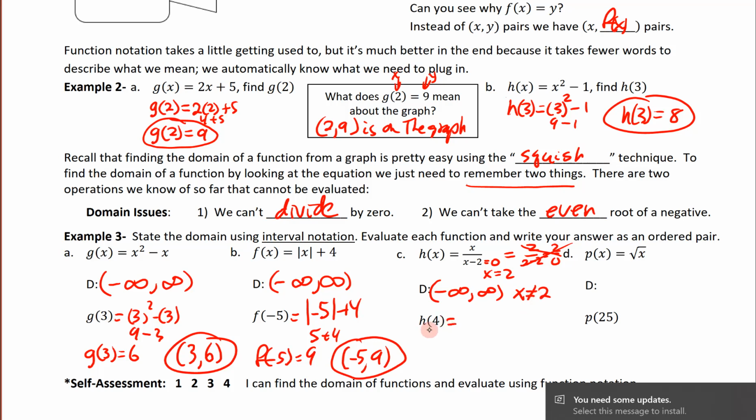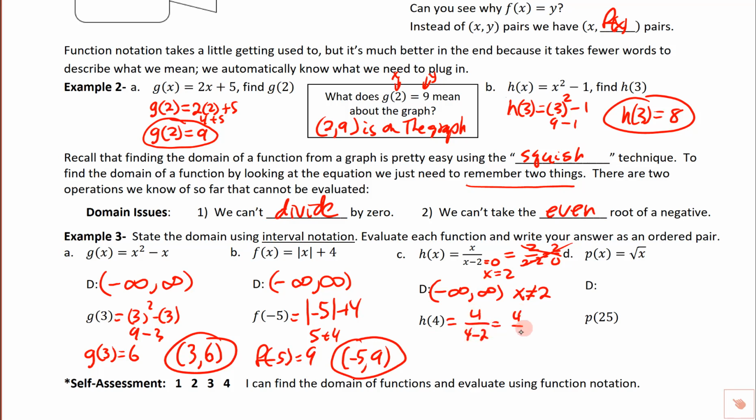And then we want to find h of 4. Luckily, that is a number that we can plug in. If this was h of 2, we'd have to say, hey, you can't do that because that's not in the domain. But we're going to put a 4 on the top. We're going to put a 4 minus 2 on the bottom. So we get a 4 on the top and a 2 on the bottom, so that we end up with a 2. So that means h of 4 is equal to 2. So that means the ordered pair that would appear on the graph of this, on the picture of all the solutions, would look like that.